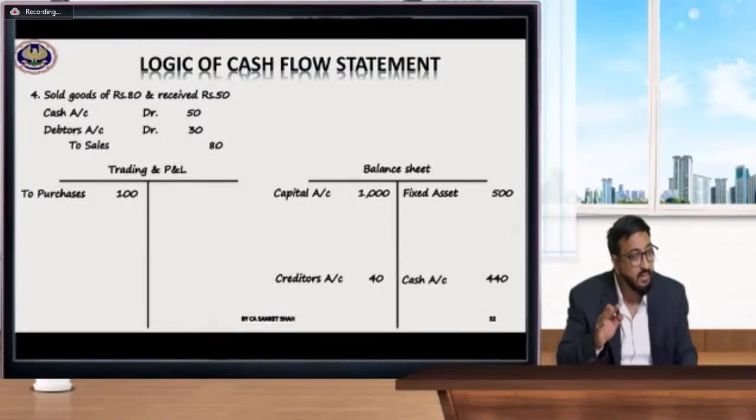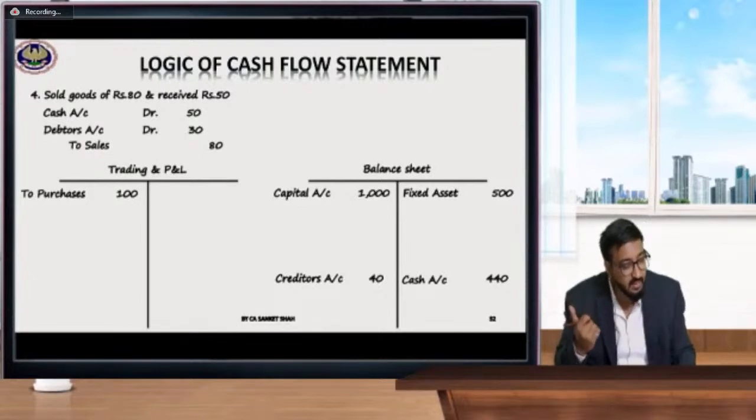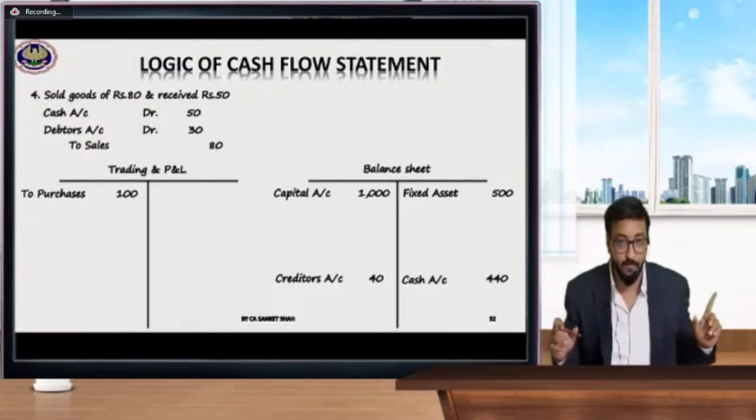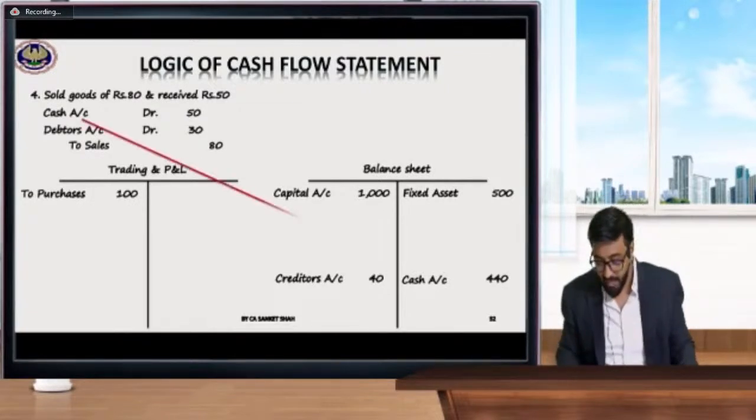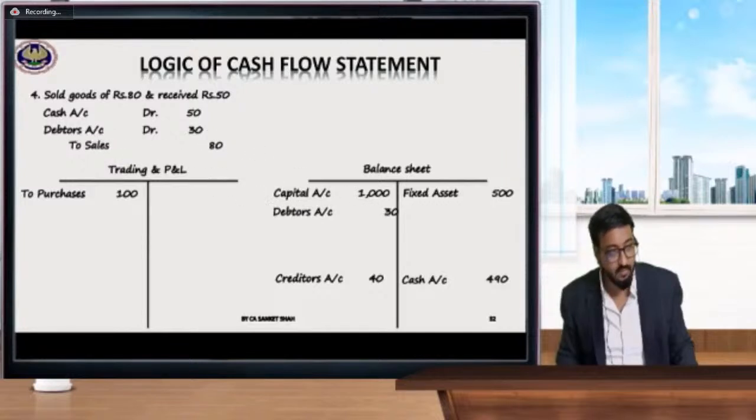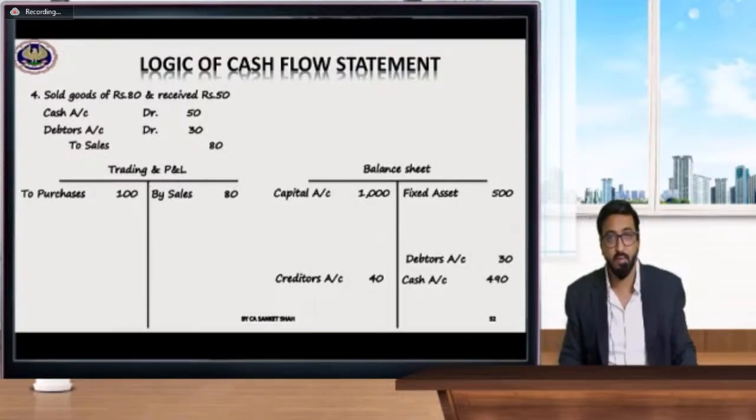Sales 80, cash comes in 50 and debtors 30. Very good. Now give effects. Cash, 50 plus, 490. Very good. Debtors 30, and sales, where to record? Trading credit by sales 80. Till now everything is clear. You can visualize all this.